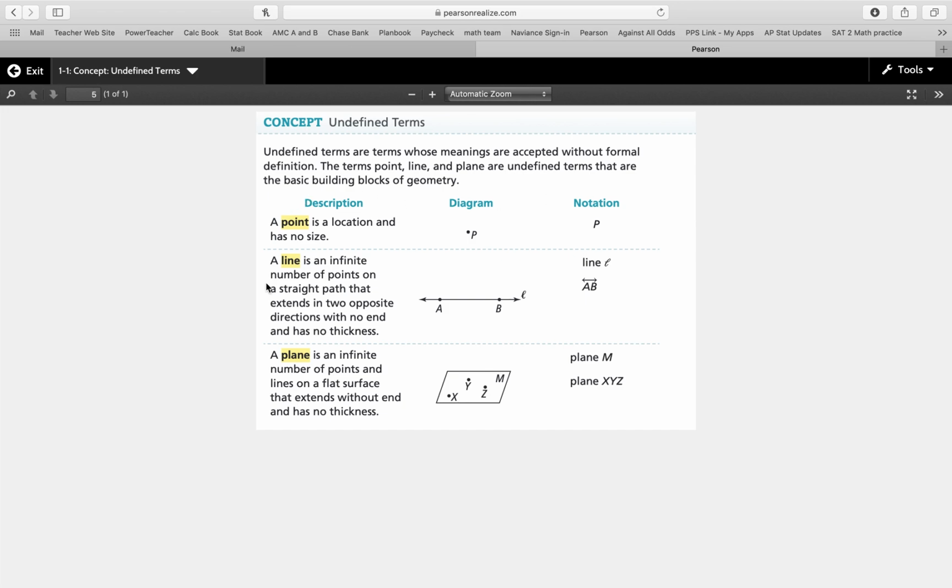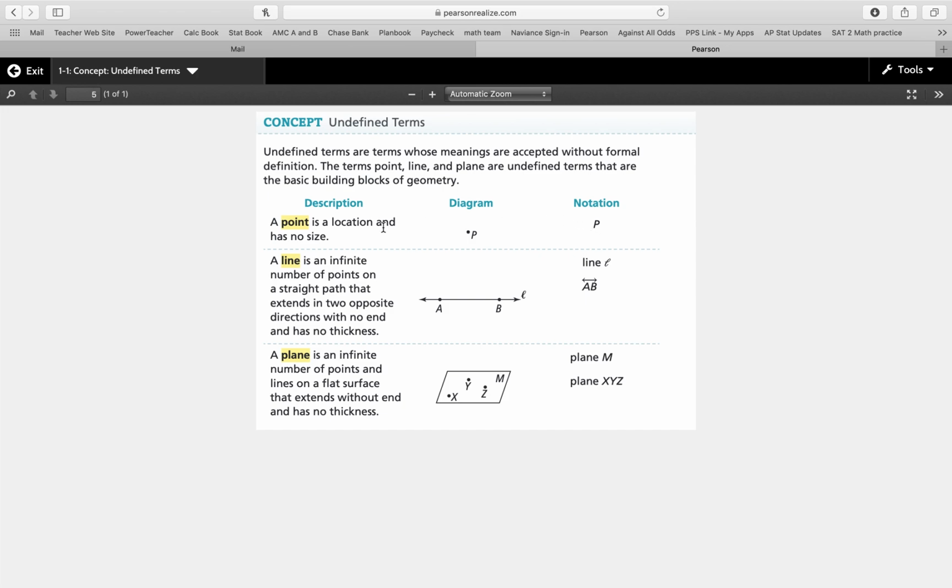So we're starting here with just three terms that we'll talk about. The first is a point. A point is just a single point. It has a location, but it has no size. So it looks like this, just a point. It'll be labeled, we call this point P, and you just use a single letter to denote a single point.